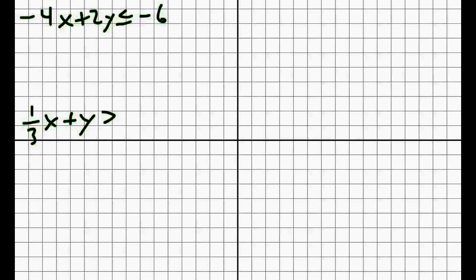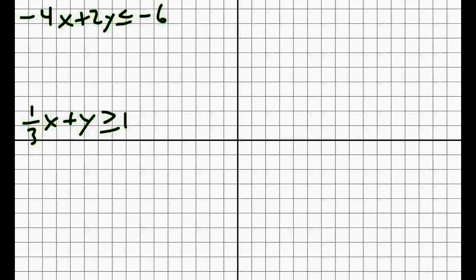Now let's try another one. Let's try negative 4x plus 2y less than or equal to negative 6. And let's try 1/3 x plus y is greater than or equal to 1.